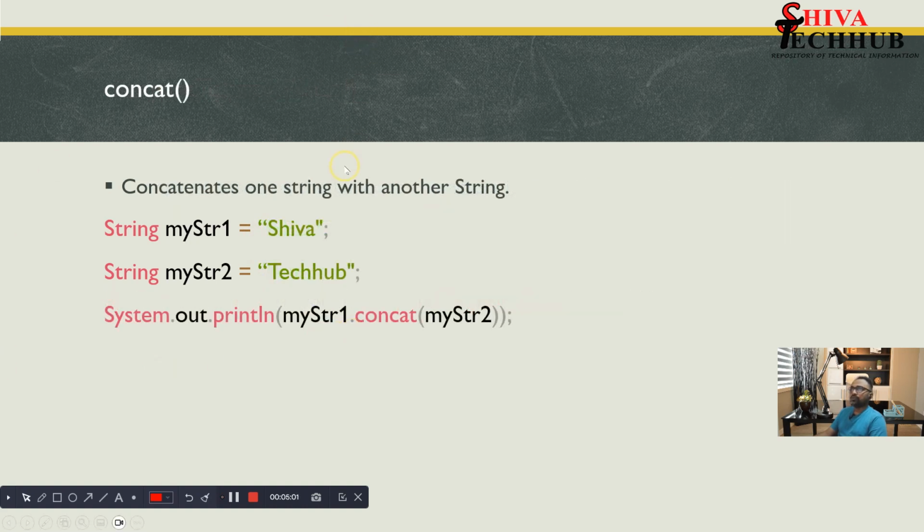Now, the next function is the concat function. What it does is it combines one string with another string, or concatenates one string with the other string. Here I am specifying two strings, Shiva and Tekab. If we add a concat function in this way, like string1.concat(string2), it will return us an output, Shiva Tekab, right? So that is what will be printed after combining the two strings.